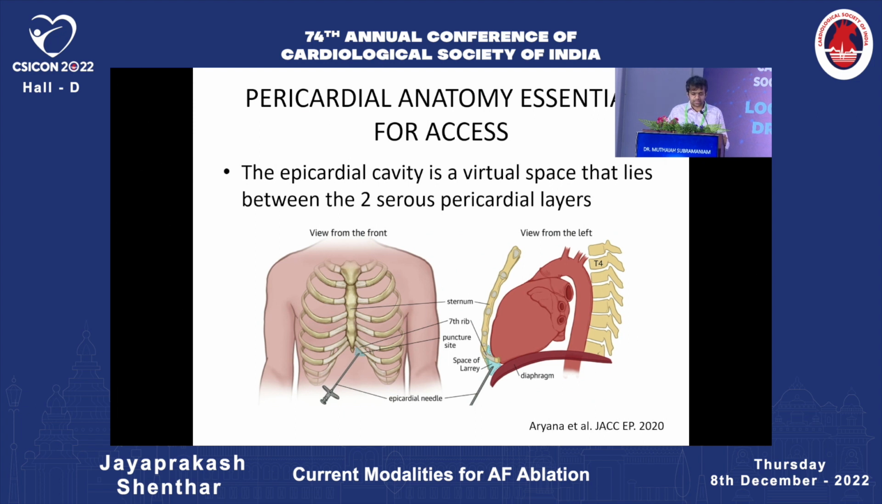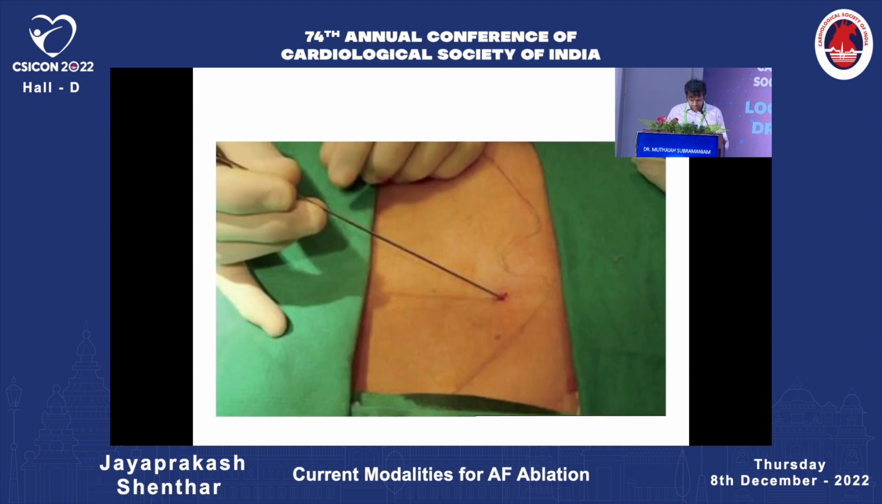So this is Larrey's space that you're seeing on the right in the blue. You have the sternum anteriorly, you have the pericardium posteriorly, and you have the dome of the diaphragm inferiorly. So the small gap by the dome of the diaphragm is what we are trying to enter. That is what you're seeing as the space of Larrey, and I'll show you a few slides regarding the anatomy.